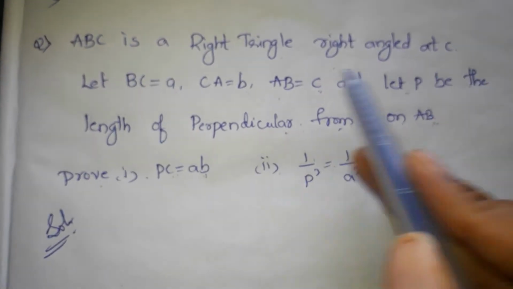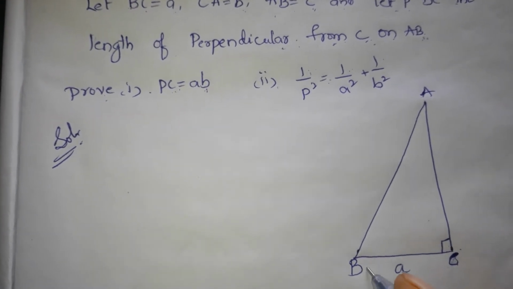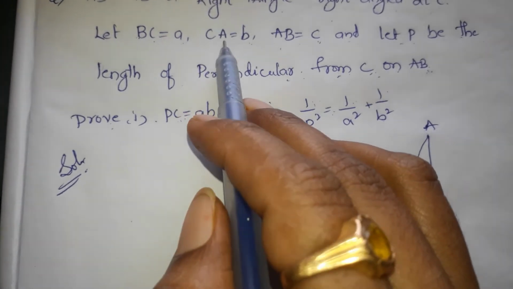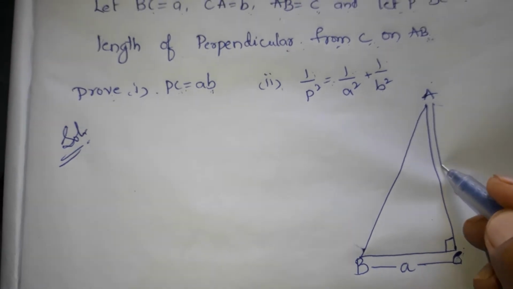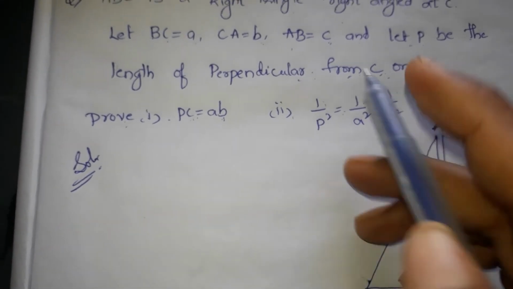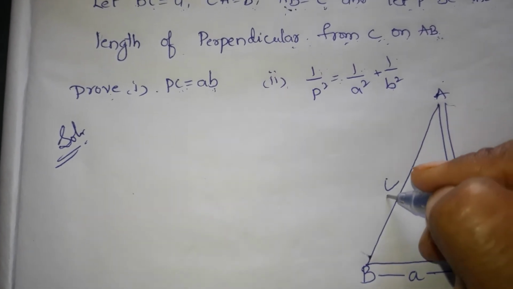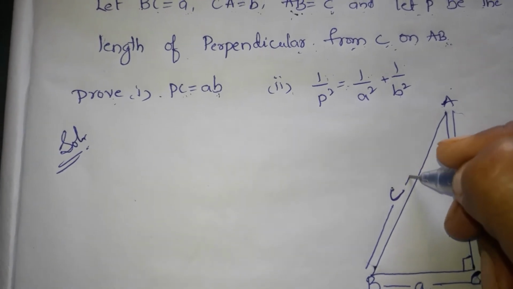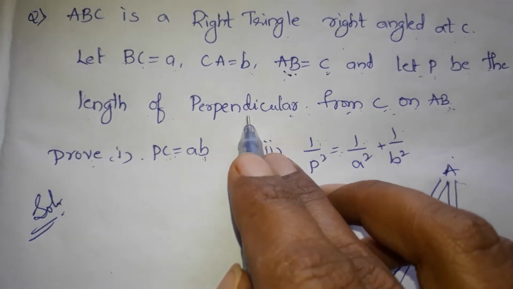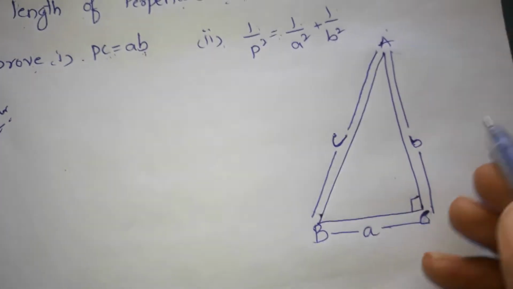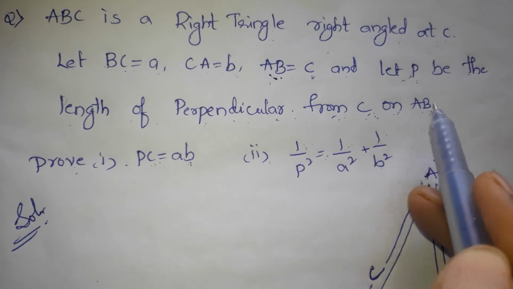As we know from the problem, BC equals a. The length of BC is a, and the length of CA is b. And one more, AB equals c. The length of this AB will be c itself, small c here. And one more thing given: let p be the length of the perpendicular from C on AB. We need to draw the p. What is p? The perpendicular from C on AB.